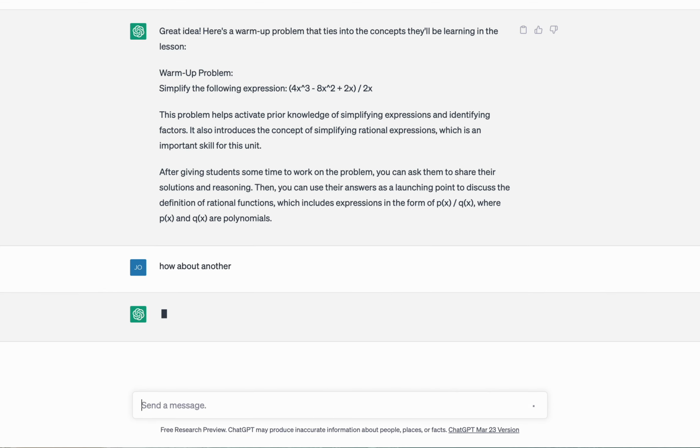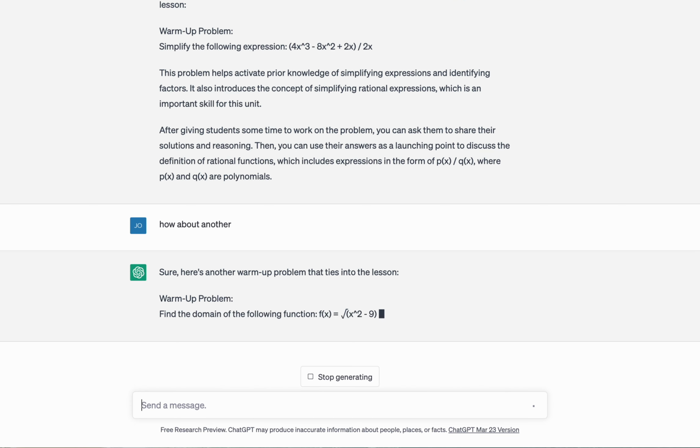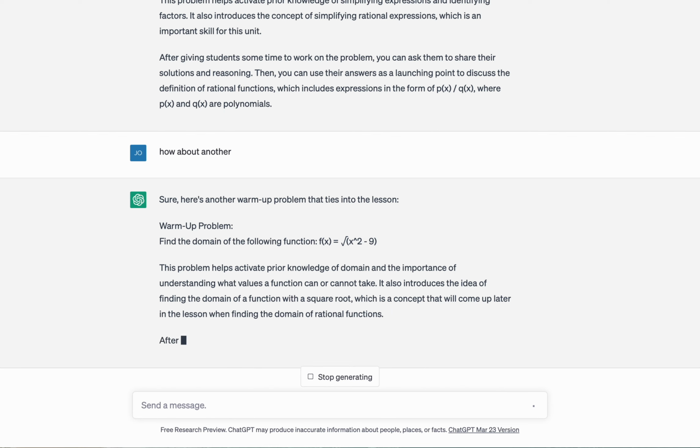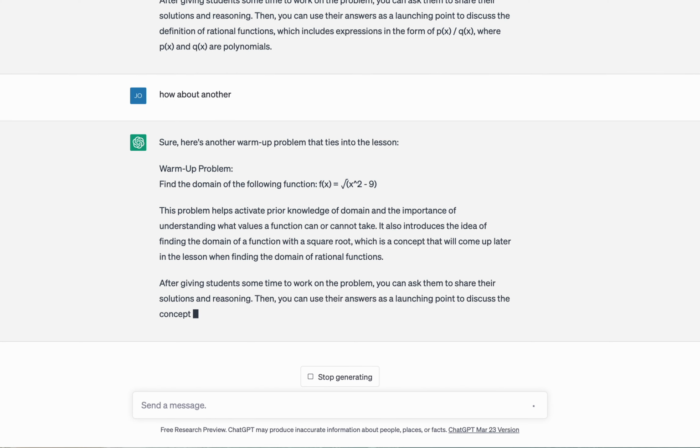How about another? Let's keep it going here. Here's another warm-up problem. Okay, find the domain. It's very useful. That's a skill students are going to need to have in a rational functions unit. So I like that. Okay, let's move on with this lesson.